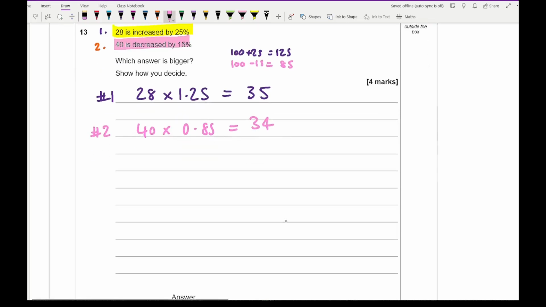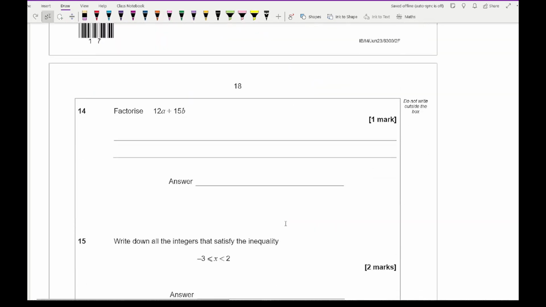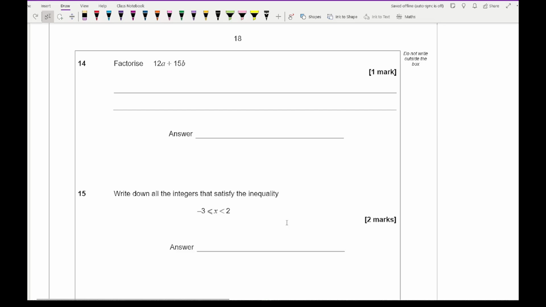All I then need to write is 28 increased by 25%. So something along those lines would be absolutely fine. Moving on to question 14, it says factorize 12a plus 15b. So here, looking at the numbers, what's the biggest number that goes into both 12 and 15? Well, that's going to be 3. So what do you have to multiply 3 by to get 12a? Well, that's going to be 4a. What do you have to multiply 3 by to get 15b? That's going to be 5b.